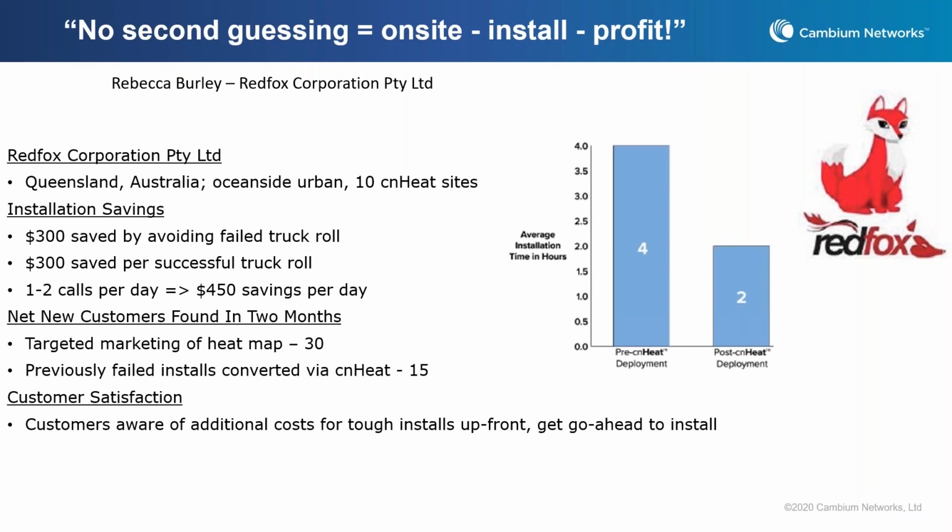A second one, like I said, we can do cnHeat worldwide. This is Australia, and this comes from Redbox Corporation, and they're on the northeast coast. What they found is their installation time decreased in half before cnHeat and after cnHeat, when they combine the good installs and the bad installs. They're saving approximately $300 per install on the money they would have spent otherwise. One thing they brought up at the bottom is they love being able to tell the customer in advance, yes, we can do an install, and if it's a tough install, they let them know up front, so they've set the expectations in advance.